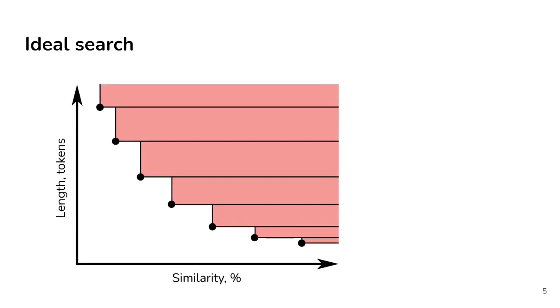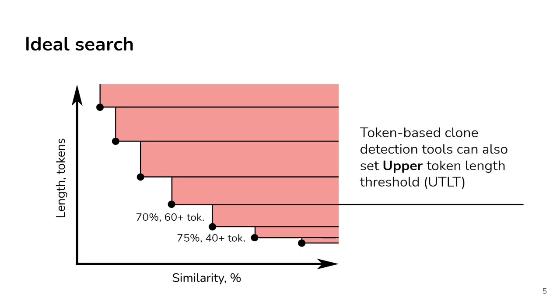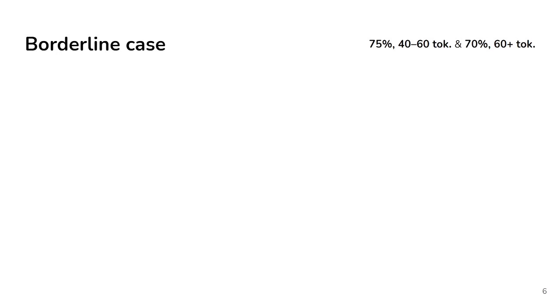Let's say we have 2 of the following arbitrary configurations adjacent on the parametric curve, and we want to find the upper limit for the 75% similarity search. Clone detectors can set not only lower token length threshold but also upper token length threshold, so it seems like we can simply set 60 as the upper limit, right? Unfortunately, no. Such limit would leave out some borderline cases.